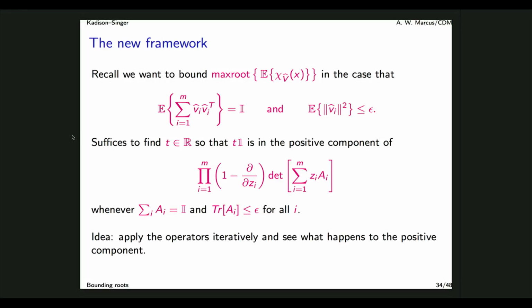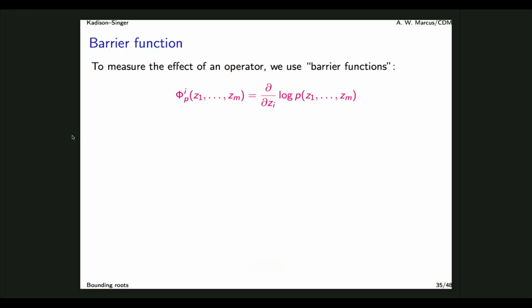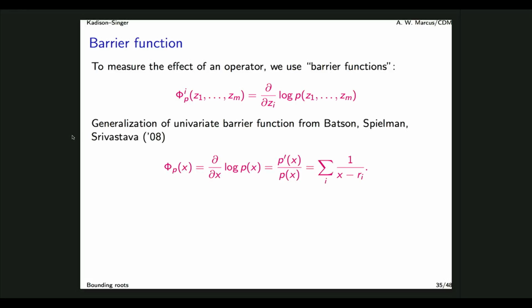And our idea is going to be to apply the operators iteratively and see what happens to the positive component. So we're going to apply an operator, something's going to happen to the positive component, we're going to figure out what that is, and then add up all of these movements at the end. And to measure this effect, we're going to use what we call barrier functions. So the barrier function is the derivative in a given direction of the log of p of z1 through zm. And this is a generalization of a univariate barrier function that came from Batson, Spielman, and Srivastava.